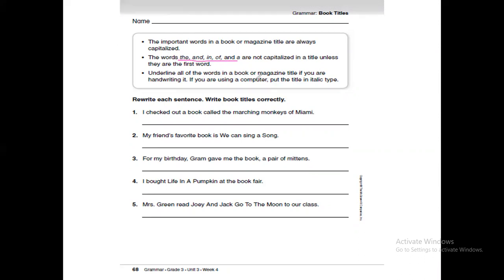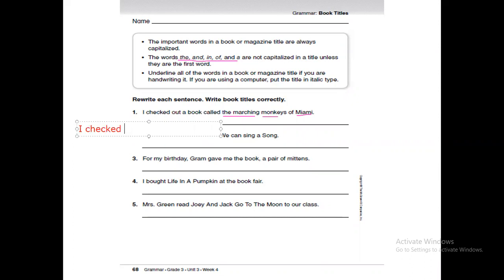Underline all of the words in the book or magazine title if you are handwriting it. If you are using the computer, put the title in italic type. Rewrite each sentence, write the book titles correctly. I checked out a book called, here is the name of the book, The Marching Monkeys of Miami. So we're going to capitalize the and marching. Monkeys, we will not capitalize of, we're going to capitalize Miami. They said rewrite each sentence. So we're going to write all the sentences, not only the title.